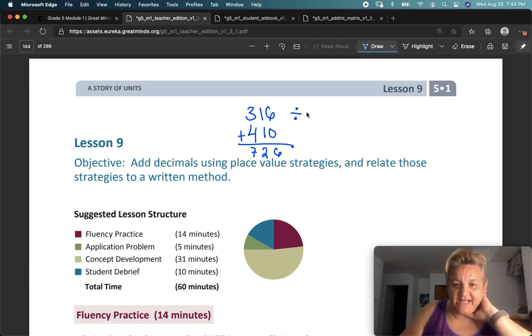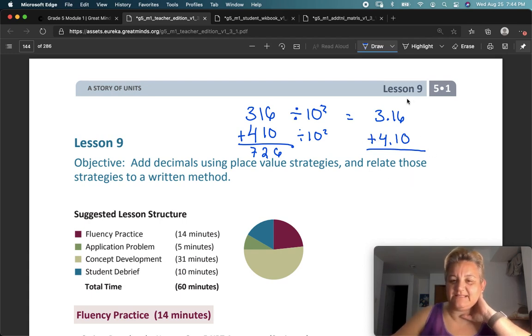Now, let's pretend that we're moving these over, or actually what we could easily do is divide this by 10 squared, right? That's a review. And our new answer would be 316 hundredths plus 410 hundredths, okay? And if I wanted to add those together, I would do it exactly the same way, except this time I would add the hundredths with 6, add the tenths with 2, and add the ones with 7. Okay, and my new answer is 7 and 26 hundredths.